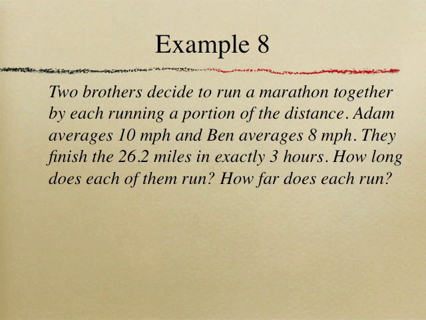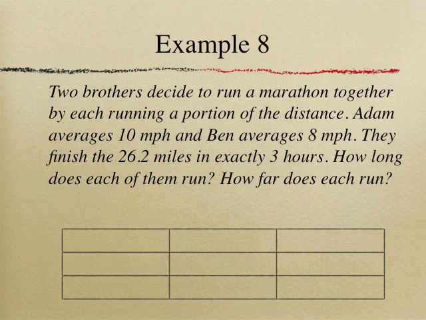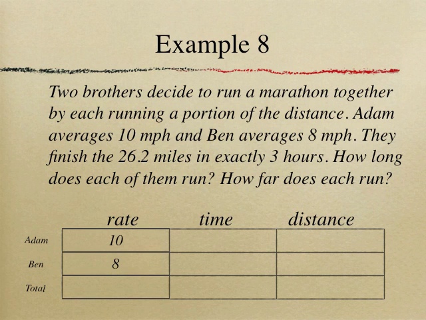Now this one will be a little bit tricky just because we still need to use two variables, but we're going to have to do it a little bit differently. So we've got rate times time equals distance, and Adam, Ben, and then the total. So we know the rates. We know Adam is 10 miles an hour and Ben is 8 miles an hour, so we can fill those in easily.